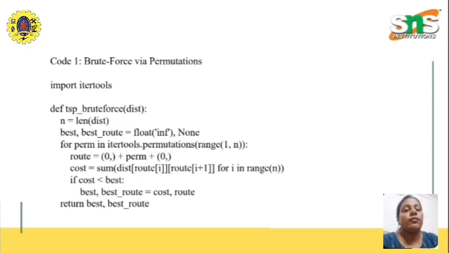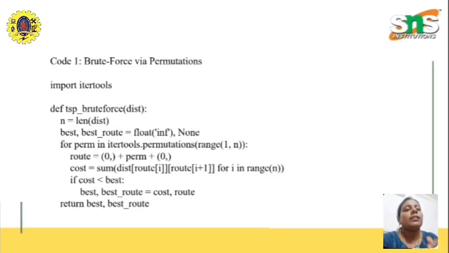So here is a route. Initially route is equal to 0 plus permutation plus 0. It's nothing but the starting point is 0. We can give the permission for the starting node to reach the next node. So how can we calculate the cost? Cost is equal to the sum of distance of route[i] to route[i+1] for i in range of n. We can give n number of routes, n number of nodes. So initially the first node is considered as i, and we can make a move from i to i+1.